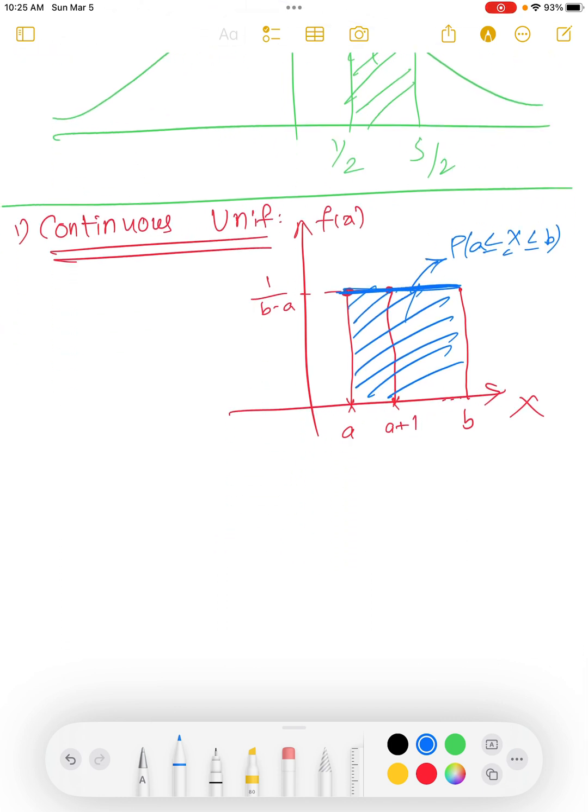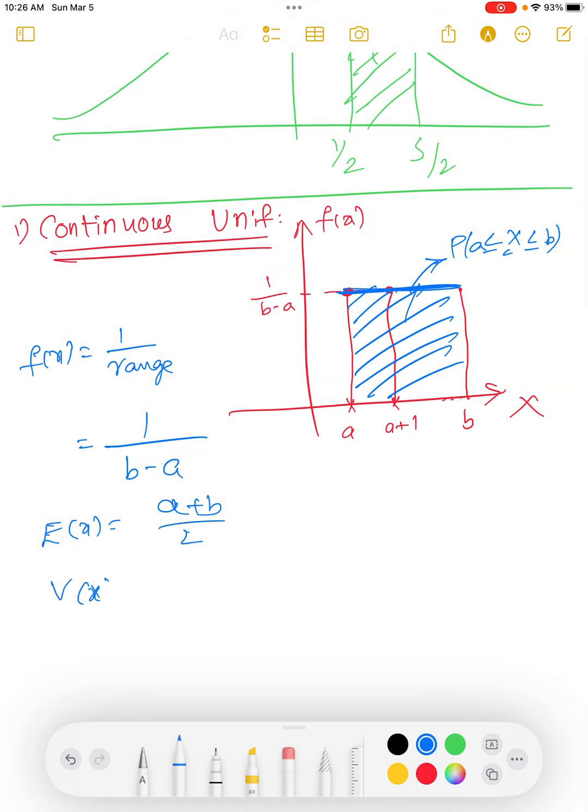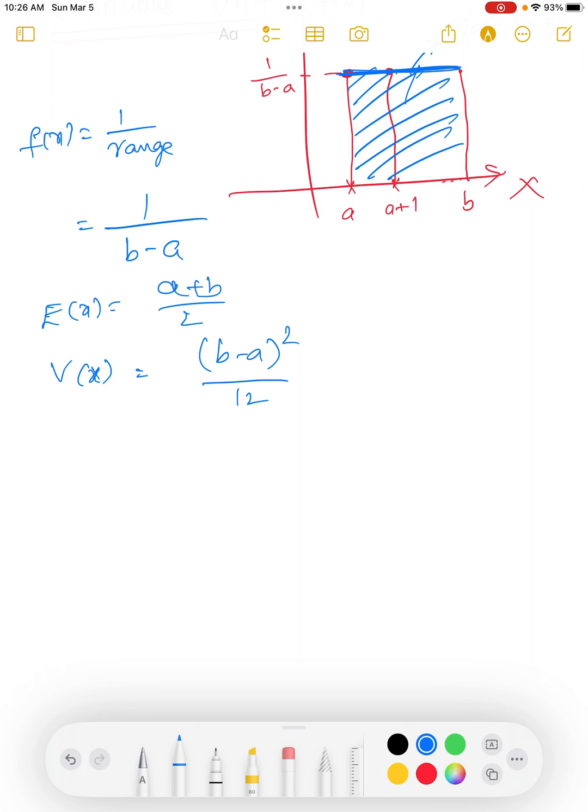As I told you in the previous class in discrete probability distributions, every distribution has 3 important formulas, that is f of x, e of x and v of x. For this, f of x is 1 by range, similar to the discrete, but the only difference is we are not including the lower limit, so that's why we are eliminating plus 1 here. So e of x is a plus b by 2, same as discrete, but the variance is different, b minus a whole square by 12. Continuous uniform is simple, every time you'll get the same probability value.